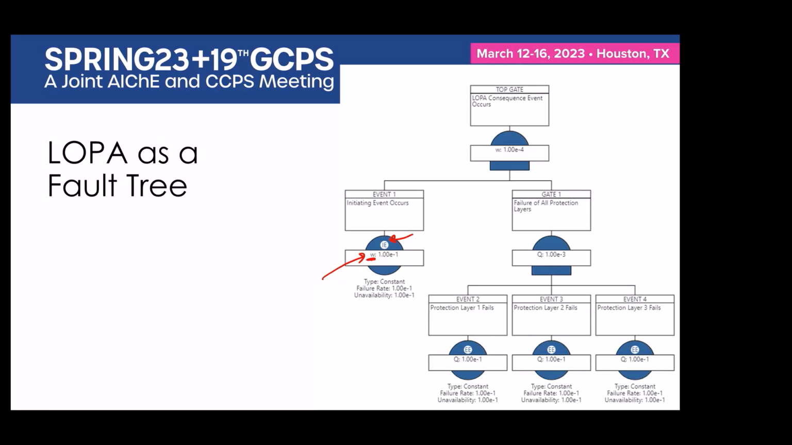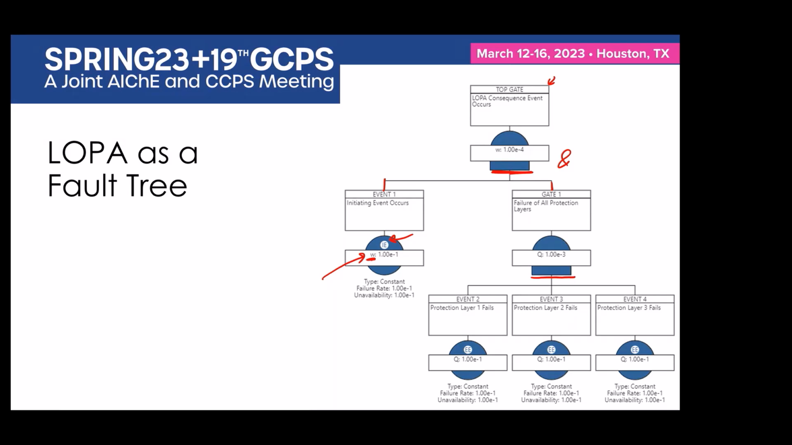Now, the top event, the consequence that we're trying to prevent, will occur if the initiating event occurs and all of the protection layers fail. So this flat bottom here tells me I have an AND gate. So I have an initiator and all my protection layers fail. Now the protection layers fail. We have another AND gate here, flat bottom, that says basically all the protection layers. And in this example, I have 3 protection layers.